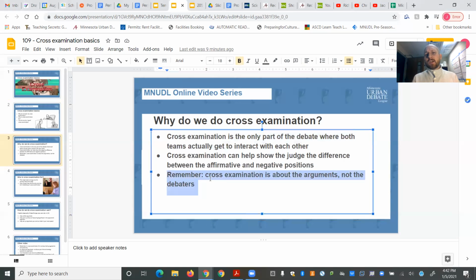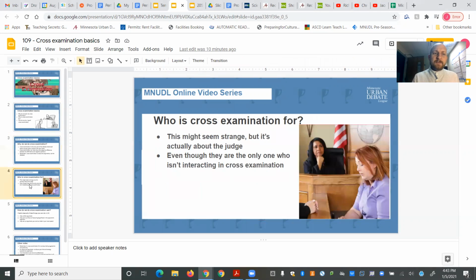And something to remember is that cross-examination is about the arguments in the debate, not the debaters. So you shouldn't be asking cross-examination questions about another debater's style, or, let's say they're stuttering or they mispronounce a word or something like that. That's not really what cross-examination is about. It's not like, oh, why don't you know what this word is? Like, who cares? It's about what arguments each side is making and how they relate to each other. So keep it at the argument level.